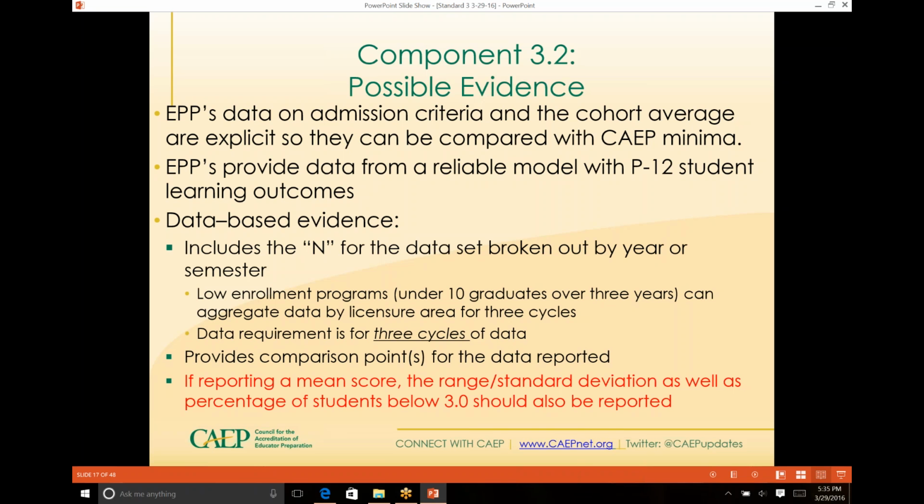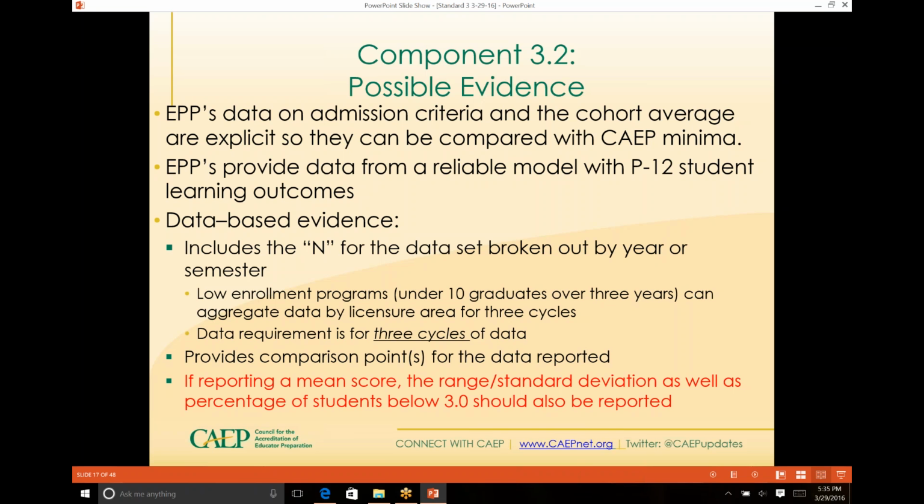Provide data from a reliable model with P12 student learning outcomes. This is if you're not going to address the CAEP standards and you're going to propose a model of your own device, then it better be in there. Okay? If you're showing data-based evidence, you want to include the N for any data you break out.